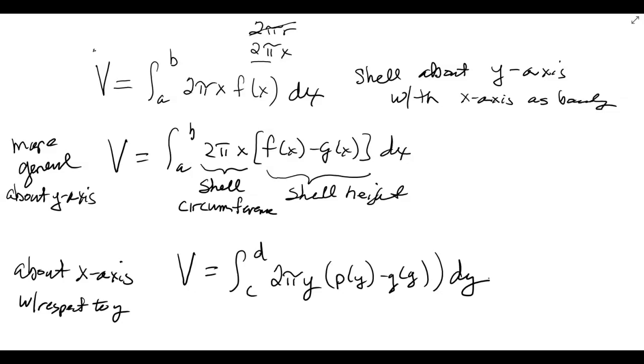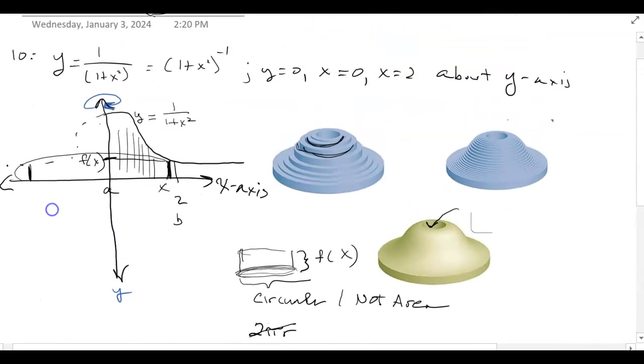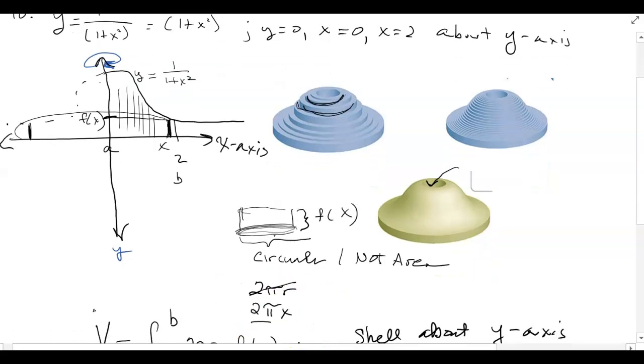You can memorize them, but if you just think about them and can visualize, let me go back up for a minute, you can visualize what they are. You can kind of remember, oh, okay, shell, that's a circumference, so it's 2 pi x times f of x, 2 pi y times p of y. And of course, if you're not bounded by an axis, you're bounded by another curve, you've got to do your f of x minus g of x, or your p of y minus q of y. Biggest thing to remember is you need to differentiate with respect to the other axis.